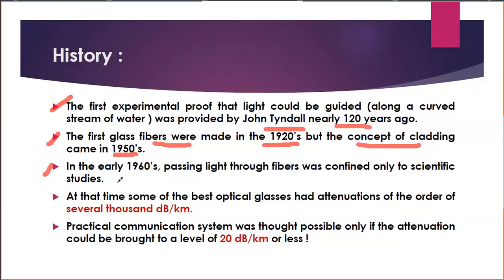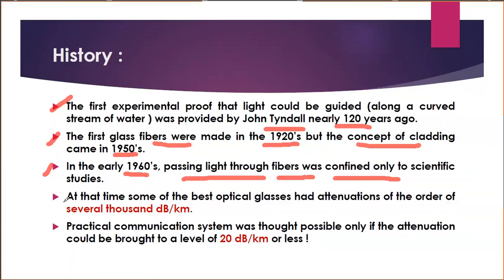And then in the early 1960s, after around 10 years of the cladding part, passing light through the fibers was confined only to scientific studies. This technology was existing precisely after 1950 or so, and scientists were working on it, and in the early 1960s they were capable of using this technology in scientific studies. Why were we restricted to scientific studies? Because it was in early development, and there may be many limits of that particular technology, but for a scientific study it can be useful. But for normal use, it was not possible in our daily life.